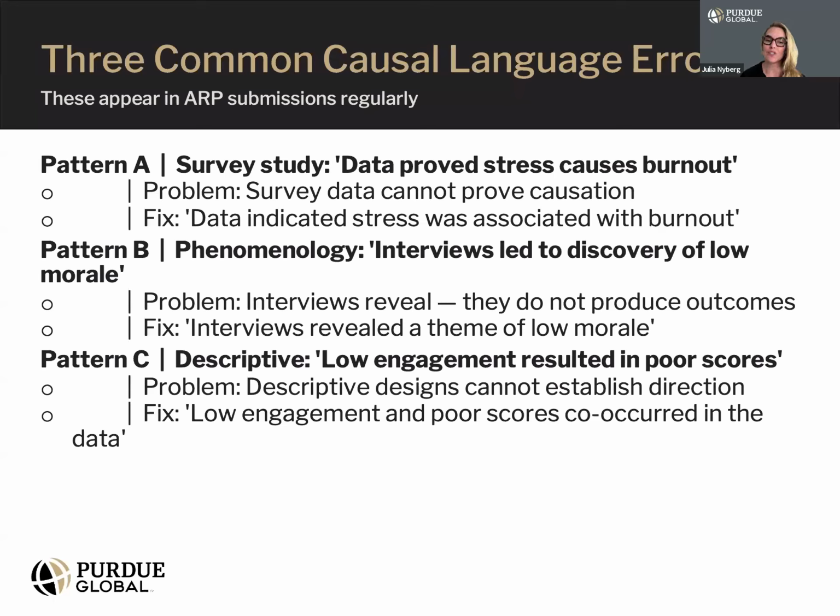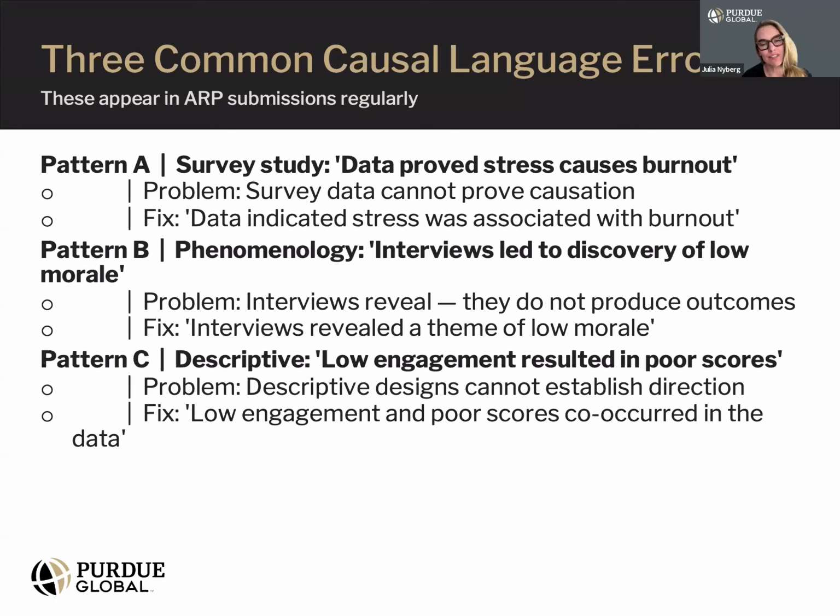Lastly, on this slide, pattern C, the descriptive study that establishes direction. In this case, it is using resulted in. Descriptive designs describe what exists in a snapshot of time. They cannot tell you what happened first and what produced what. The fix is pretty easy. Add co-occurred in the data. This is honest. Two things were present together. This is all the descriptive data can tell you.